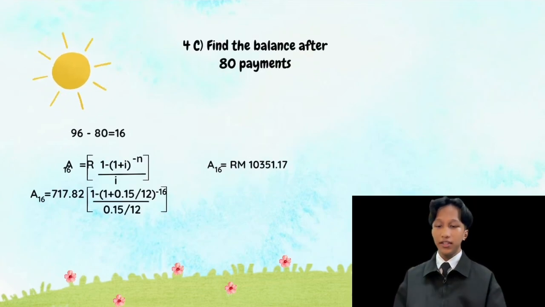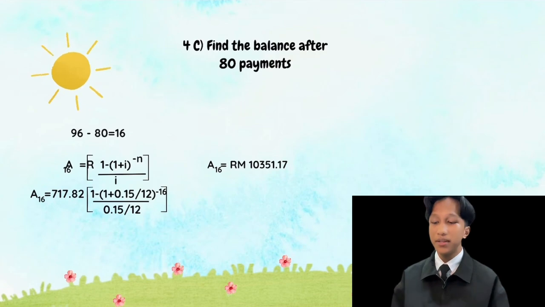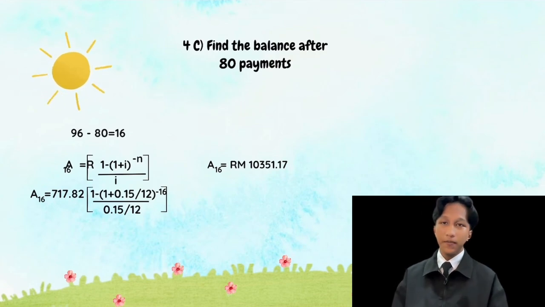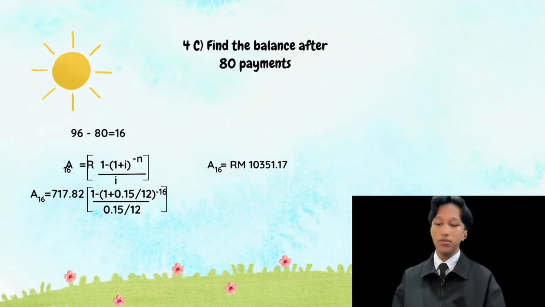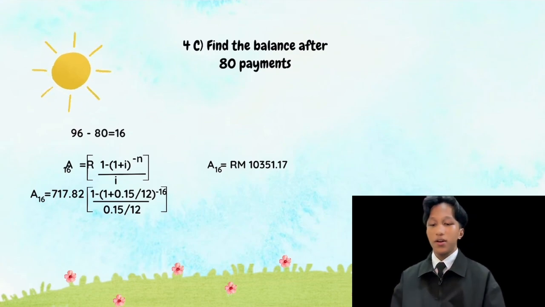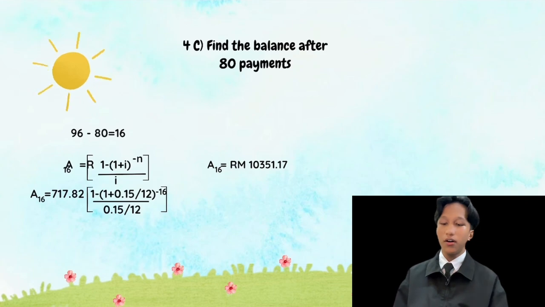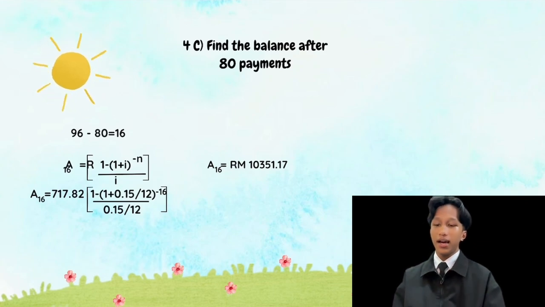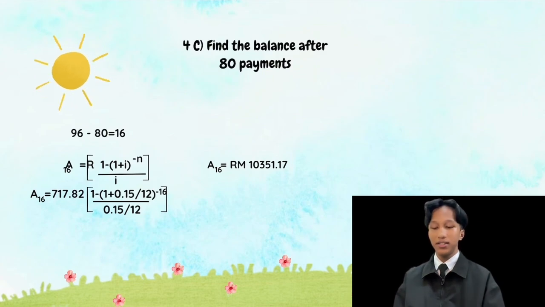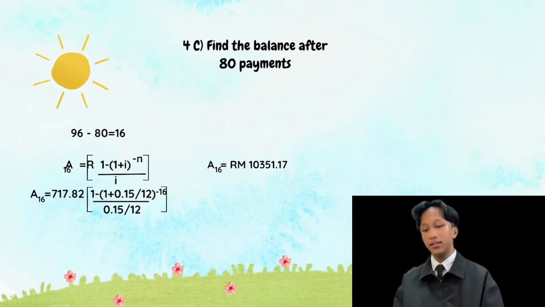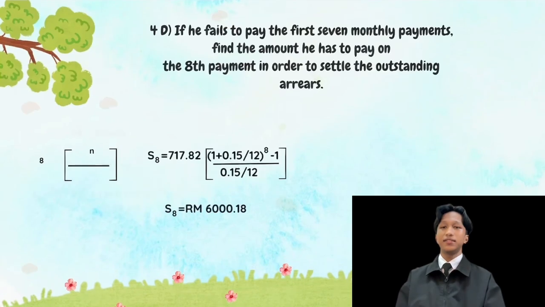For question 4c, find the balance after 80 payments. So in this question, we can use the same formula as 4a, which is A equals R(1 - (1 + i)^-n)/i. And the answer will be 10,351 ringgit and 17 cents.